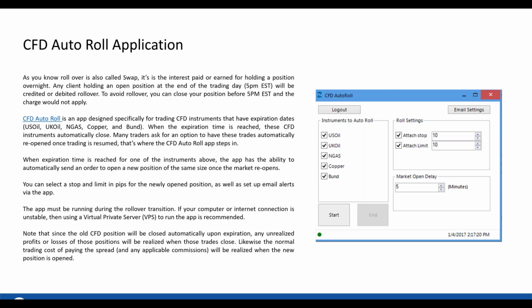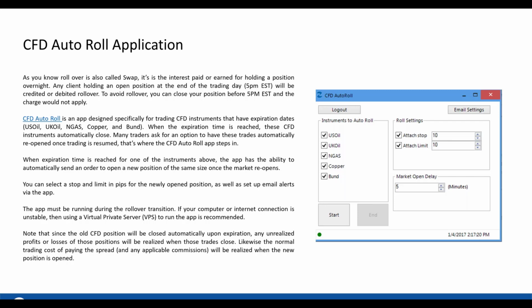CFD Auto Roll application. As you know, rollover is also called swap. It is the interest paid or earned for holding a position overnight. Any client holding an open position at the end of the trading day, New York time, 5 p.m., will be credited or debited rollover. To avoid rollover, you can close your position before 5 p.m. New York time, and the charge will not apply.